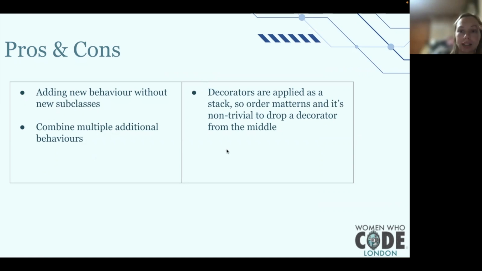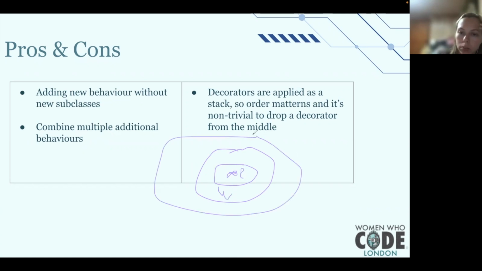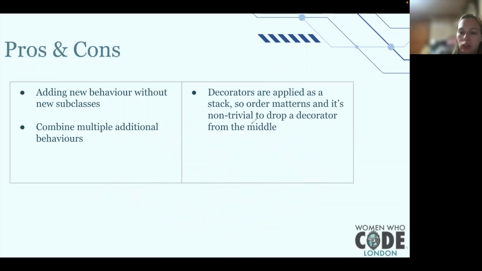Since decorators are applied as a stack, remember there's one circle inside another circle inside another circle, it is non-trivial to drop a decorator from the middle. So again, taking the pen. We have our initial object here. This is going to be, again, dark roast. This is going to be whipped cream. This is going to be caramel. And this is going to be, I don't know, vanilla syrup, whatever, vanilla. So you have only the pointer to vanilla, and if you want to get rid of whipped cream, it's not going to be that easy. That's it. But I don't see why you would need to do that often, so maybe it's not a big deal.